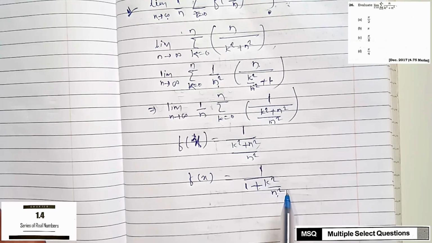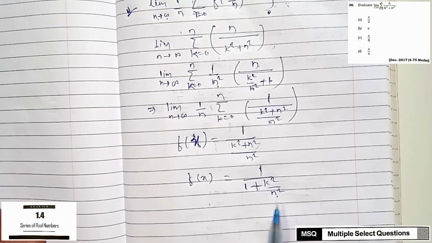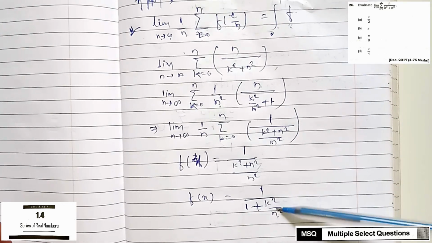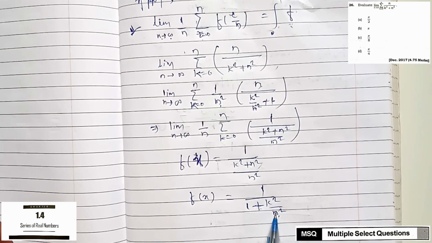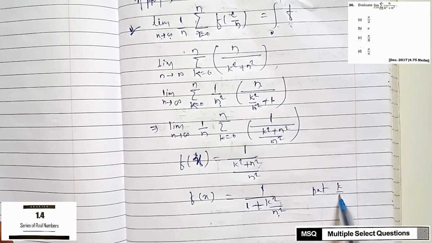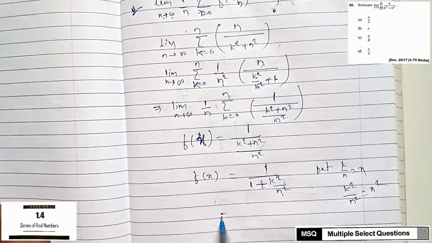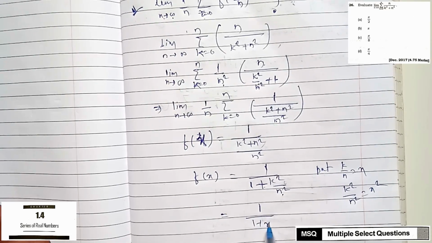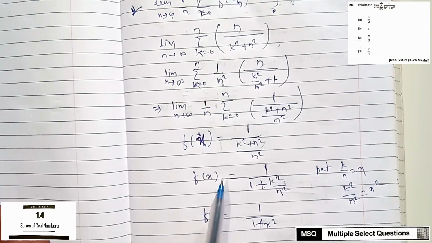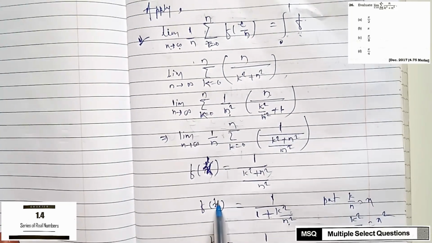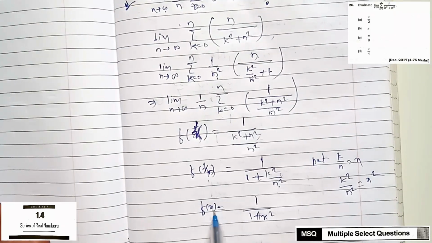Now we want the value for f of r by n. For finding that, it means the integral over 0 to 1 of f. We have to go for some substitution, because substitution is needed here for finding the integral. Put k by n as x, then k square by n square comes as x square. So we can write f of x as 1 upon 1 plus x square, where k by n is replaced by x.